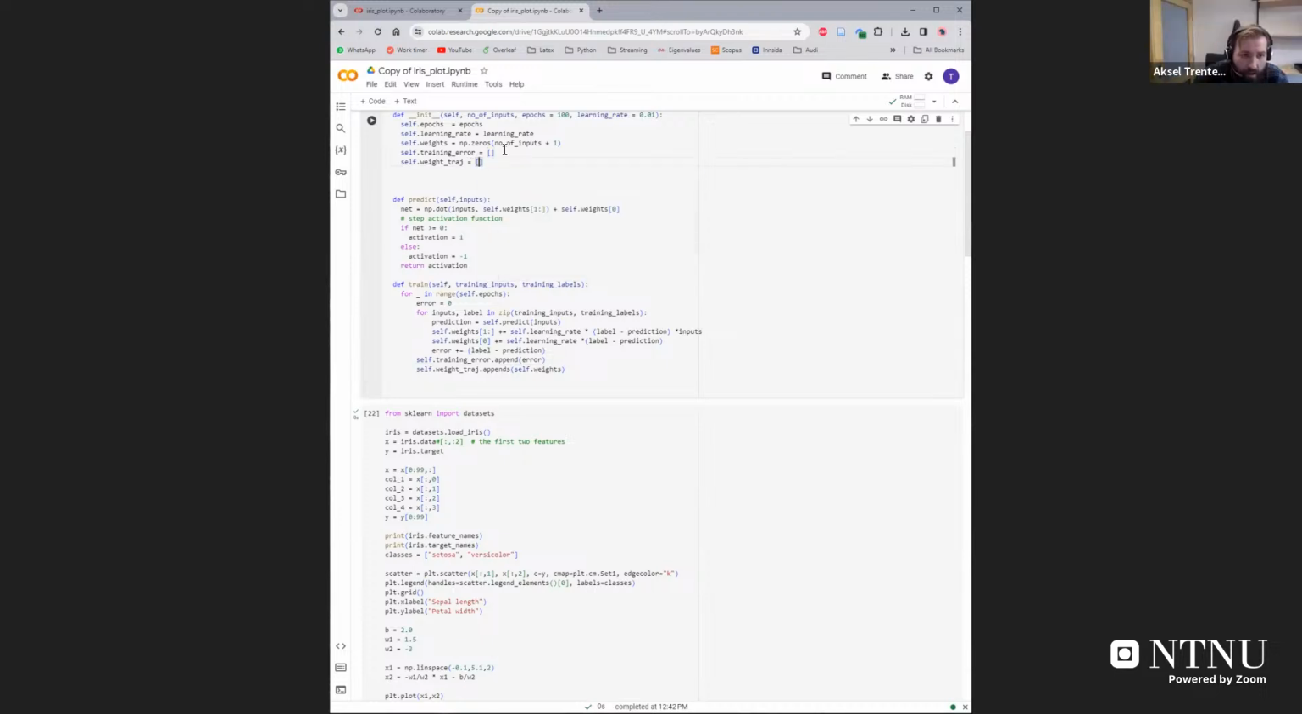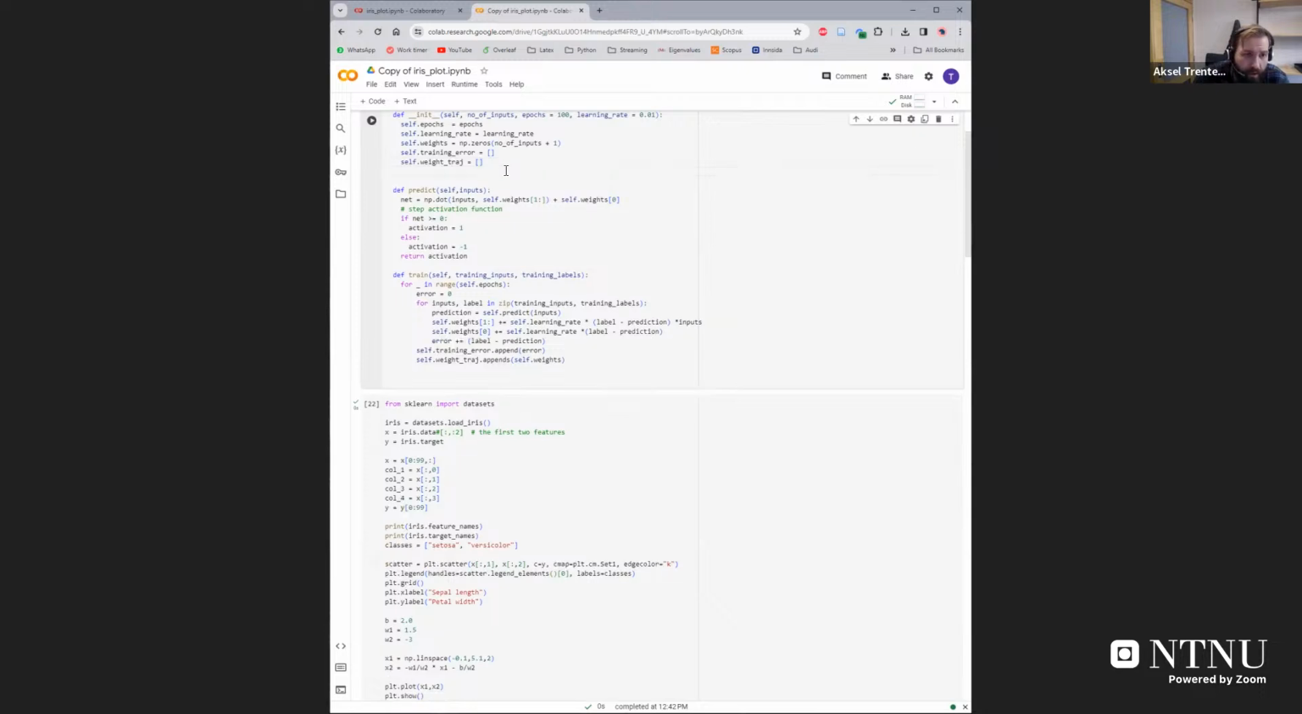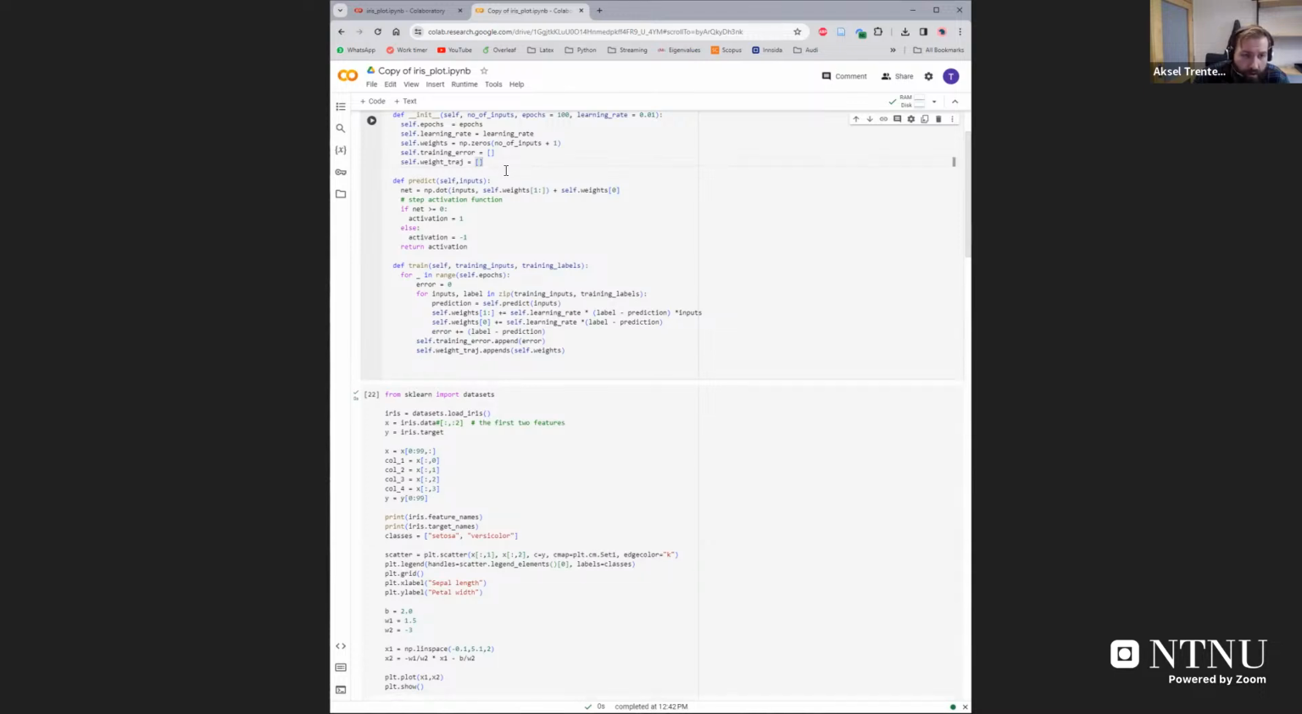Agree? Or so then we have a log for the weight trajectories, right? And that will be 2 values, no, 3 values, yeah. So that will be a list of lists with 3 elements in each.